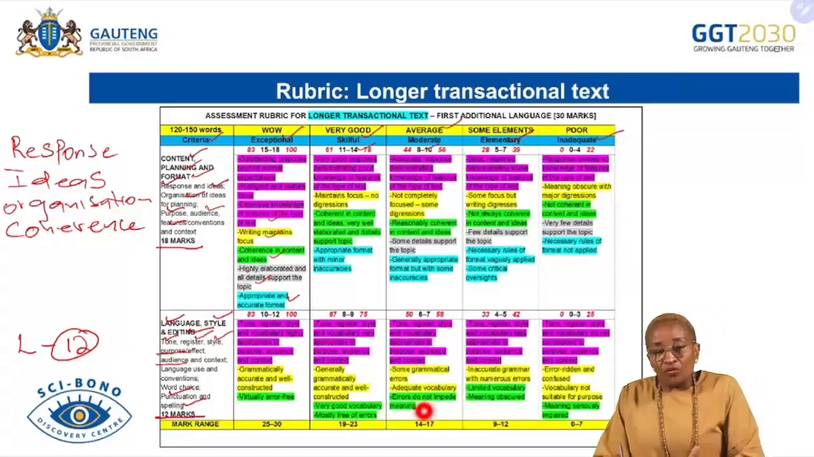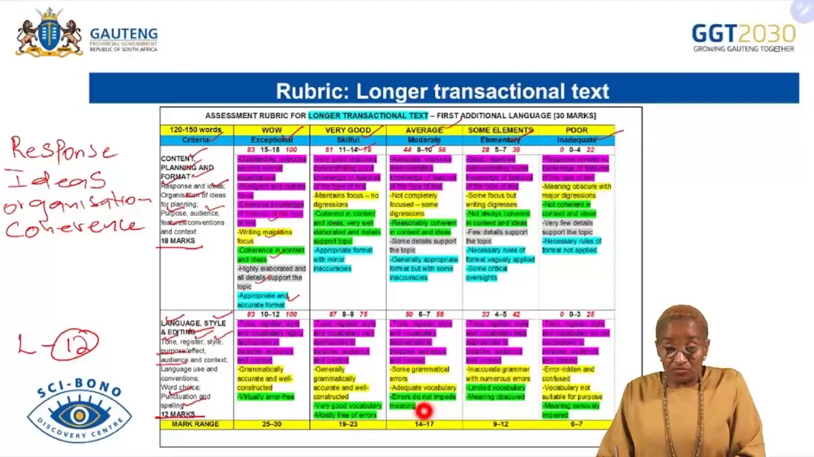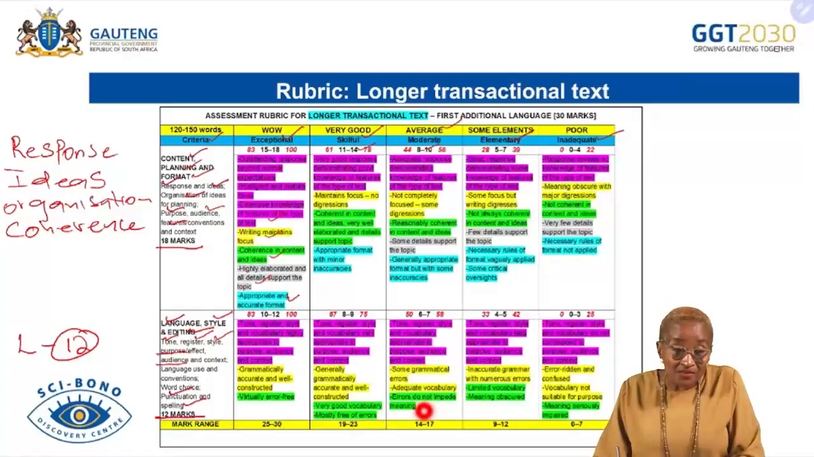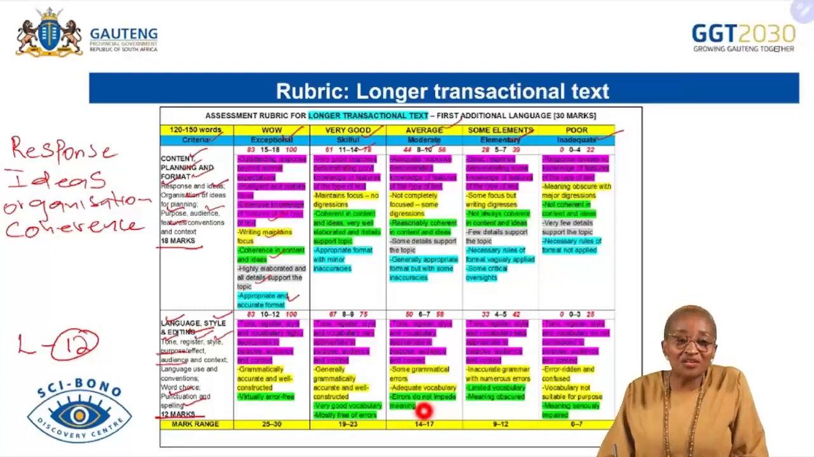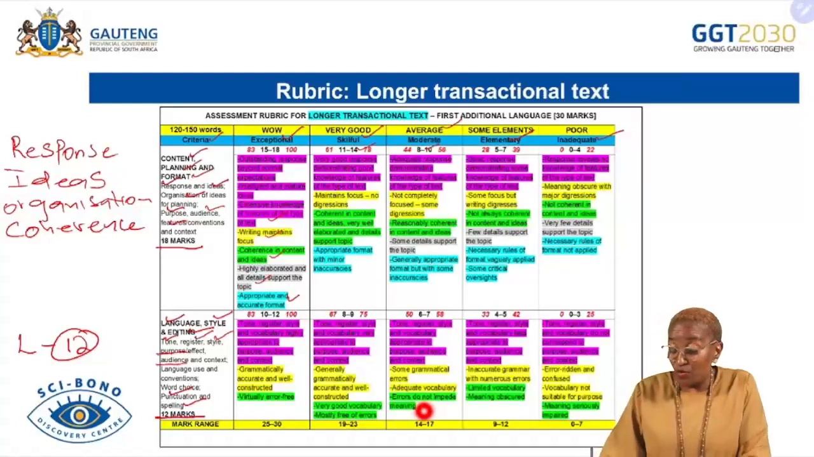So, what do the descriptors do? The descriptors describe the response to the brief. They tell us how well you have responded to the brief. And that is what will either give you an exceptional category, a skillful, a moderate, an elementary, or inadequate.